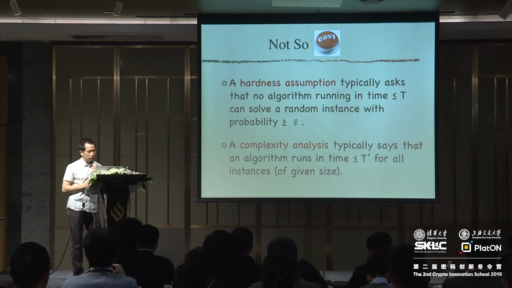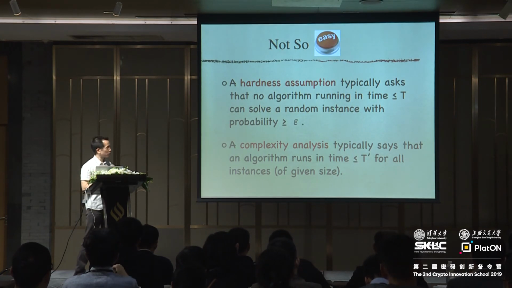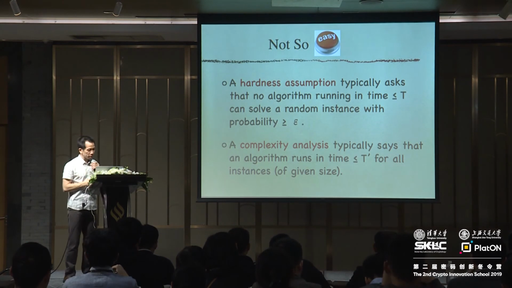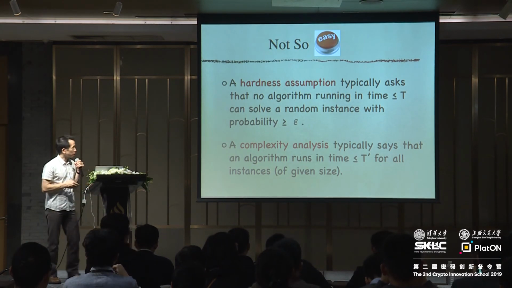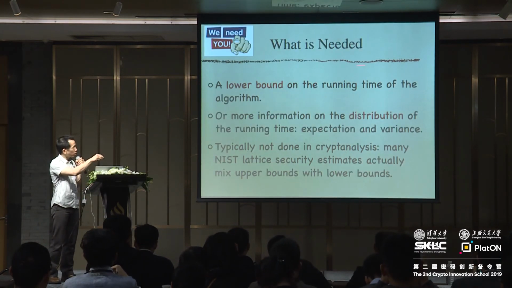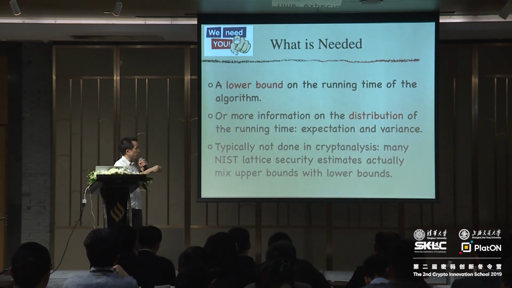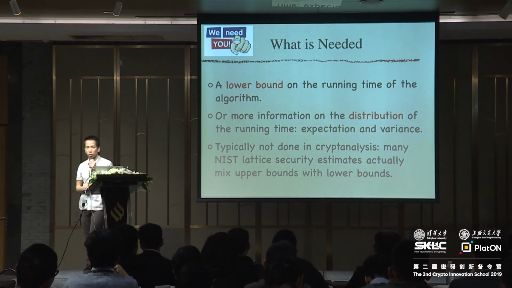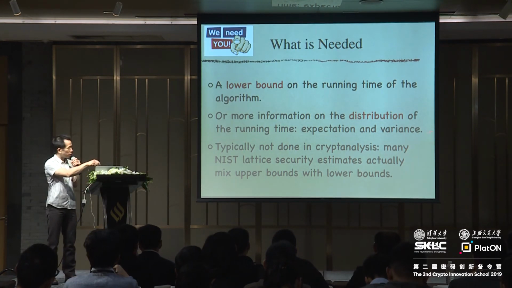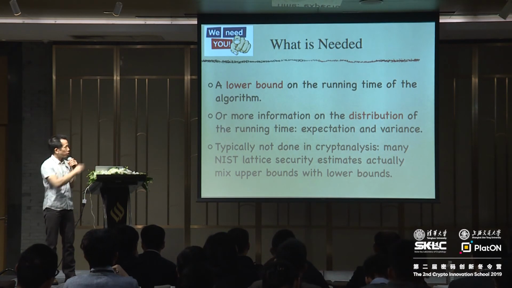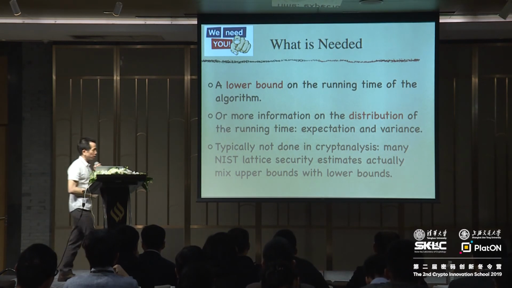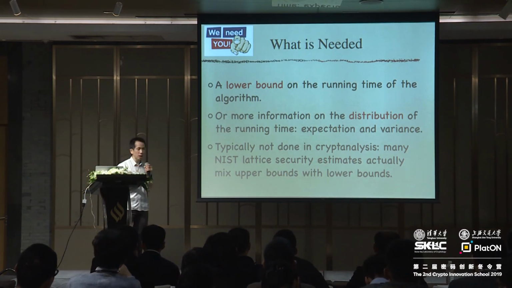And unfortunately, that's not so easy because our theory is not well suited to this kind of statements. What we would like, for instance, is a lower bound on the running time of the algorithms, or at least more information on the distribution of the running time. But usually we don't have that. We don't know the expectation, we don't know the variance of the running time. We don't have that level of precision.